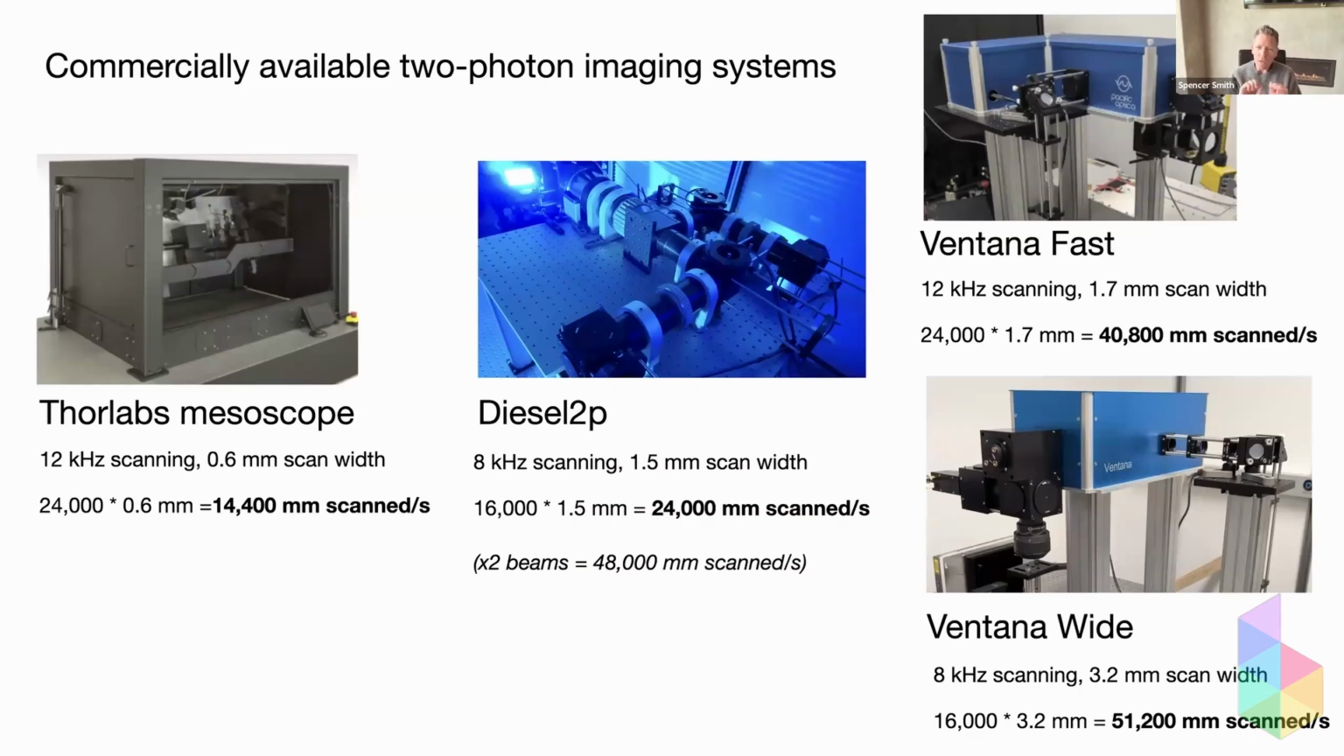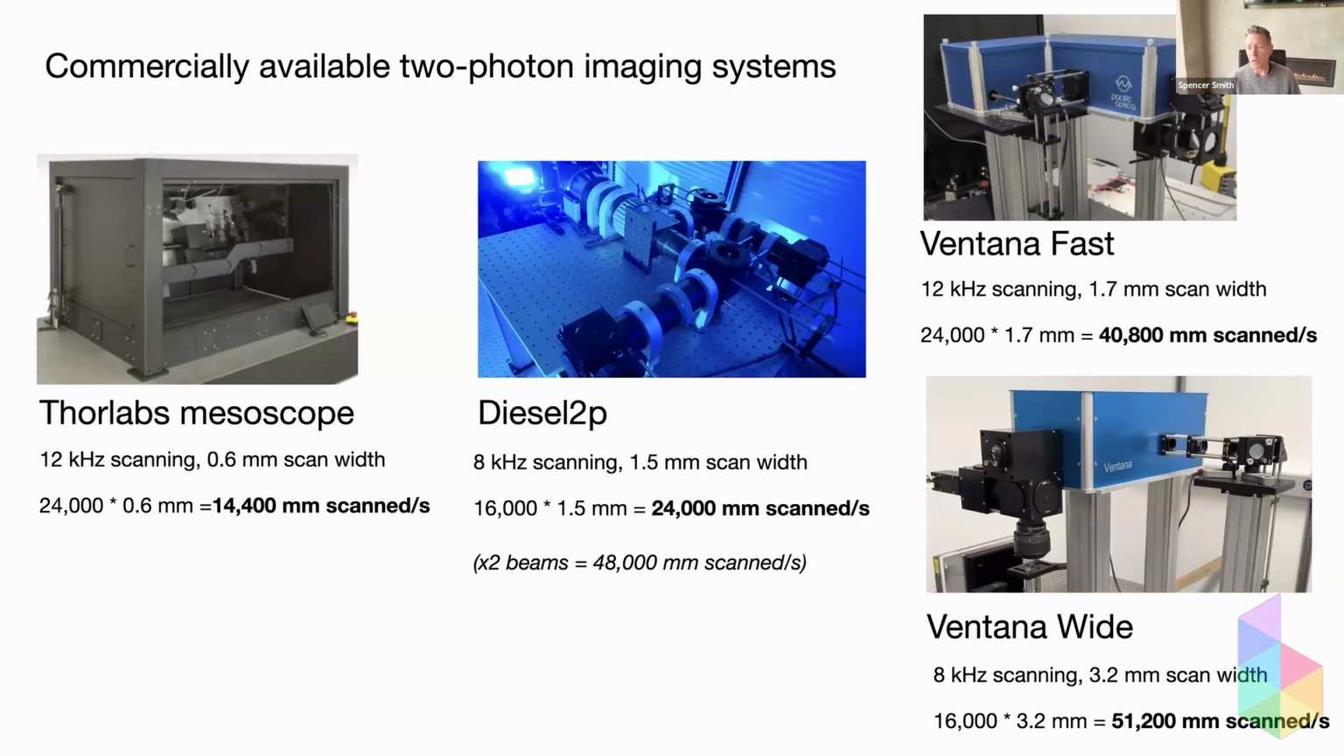So what this lets us do is scan a lot of lines very, very quickly. The Thorlabs mesoscope is a beautiful system. It does 12 kilohertz scanning, so 24,000 lines per second. But the scan lines are only about 600 microns wide. So they do 14,400 millimeters scanned per second. The Diesel2p does 24,000 because the resonant axis is 1.5 millimeters. And since there are two beams, it also goes up to 48,000 millimeters, but we'll just talk about a single beam just to make fair comparisons.